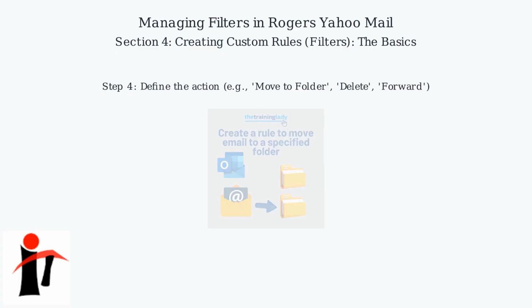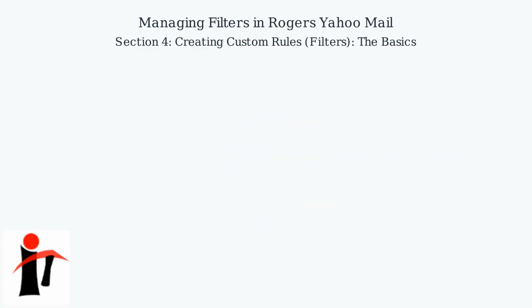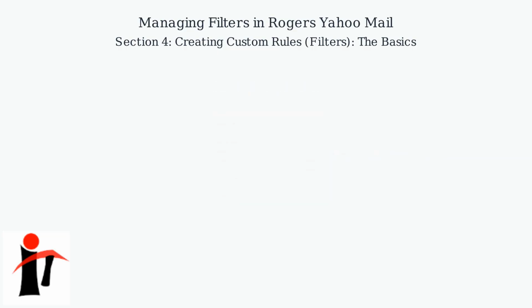Next, specify the action to take when the criteria are met. Common actions include moving the email to a specific folder, deleting the message, or forwarding it to another address. Finally, save your custom rule to activate it. The rule will now automatically process incoming emails that match your specified conditions.